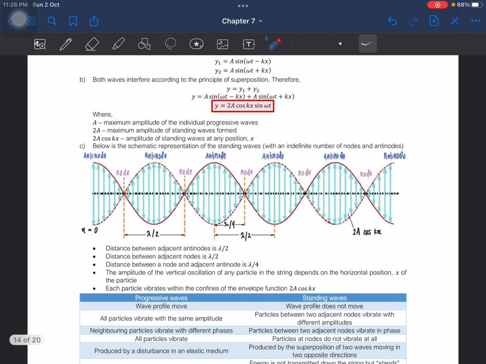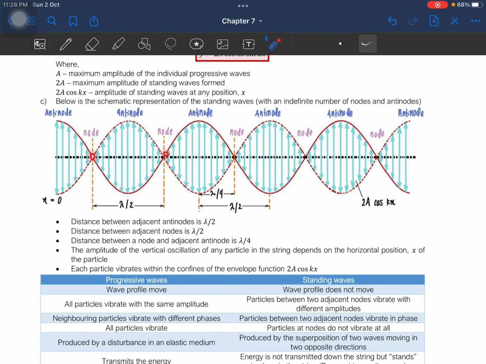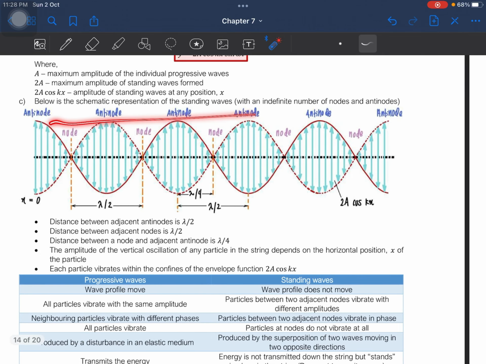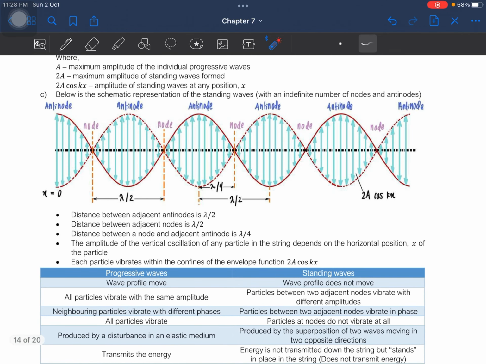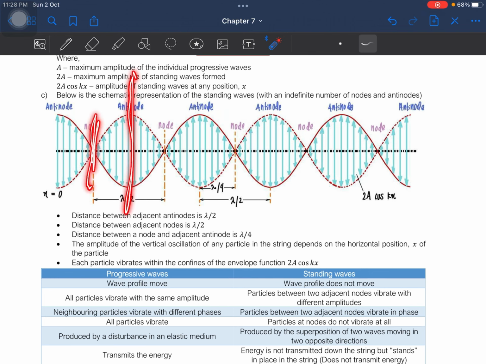Okay? Below is the schematic representation of the standing waves with an indefinite number of nodes and antinodes. So this is a node. This is your antinode. The distance between adjacent antinodes is lambda over 2. Distance between adjacent nodes is also lambda over 2. Distance between a node and an adjacent antinode is lambda over 4.